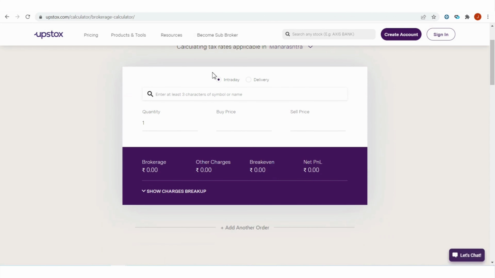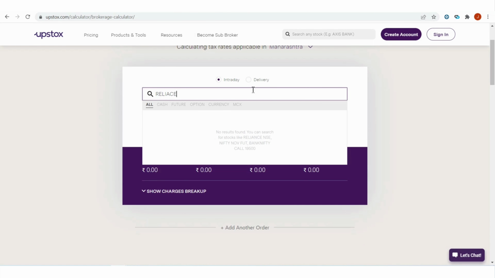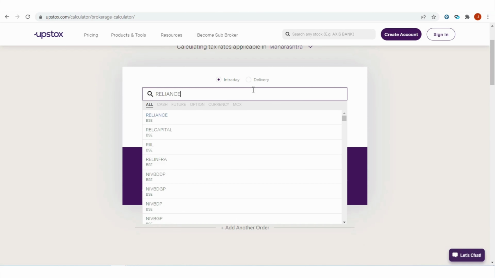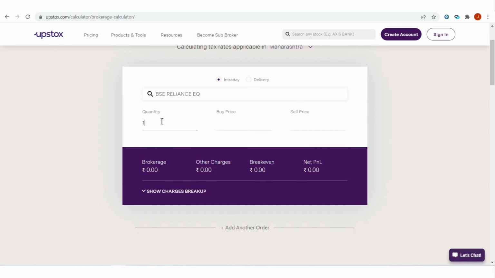So here you can see the option of intraday and delivery. I just explained both of them to you, right? So now let's say you are buying the share of Reliance, okay? So I'll type Reliance, right? So BSE, okay? Now let's say you are buying 10 shares at the price of 2000 rupees, okay? And if you sell it at 2010 rupees.